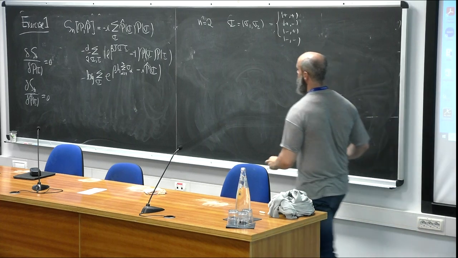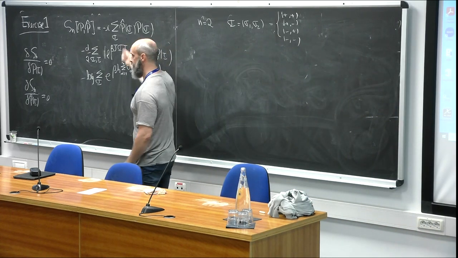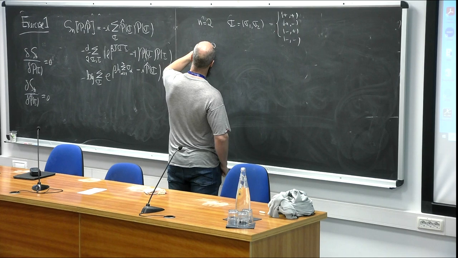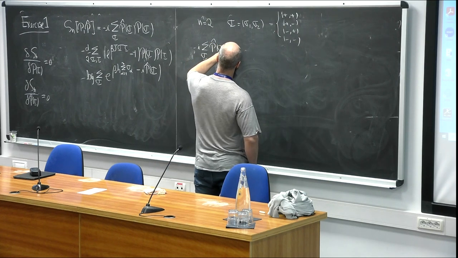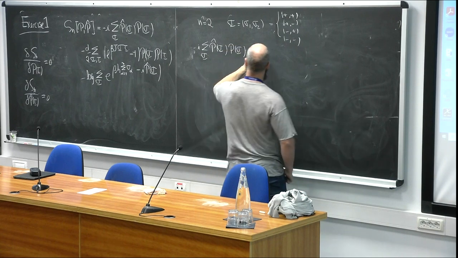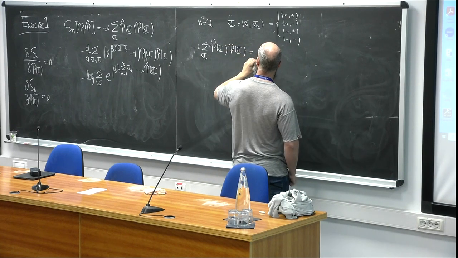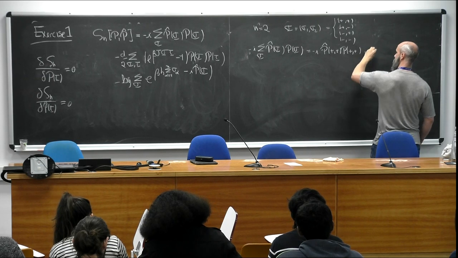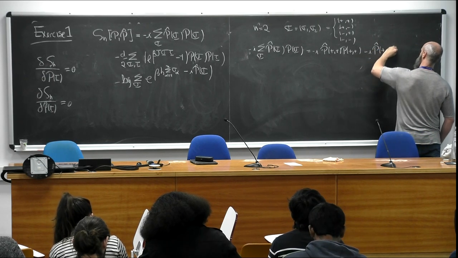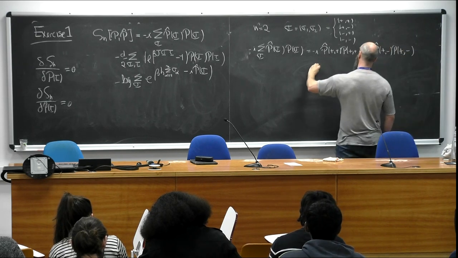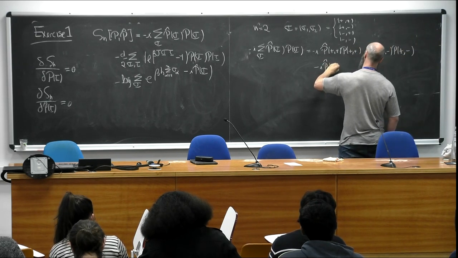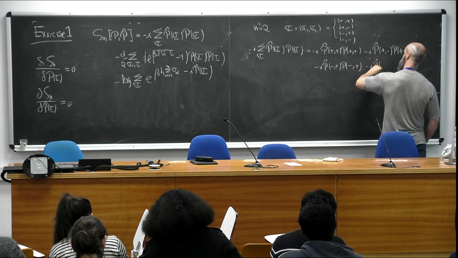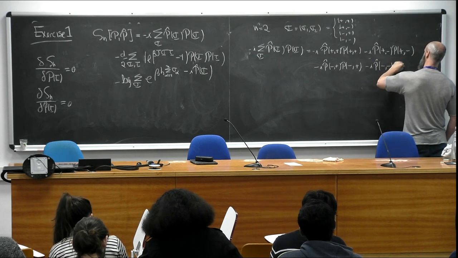So now, look at the first term I have here and write it down explicitly. Here I would have, for this one, minus i sum over sigma of p hat sigma p sigma. This would be what? Minus i p hat plus plus p plus plus, minus i p hat plus minus p plus minus, minus i p hat minus plus p minus plus, minus i p hat minus minus p minus minus.